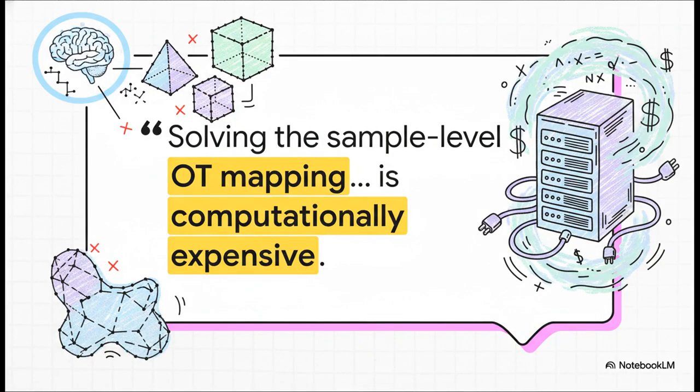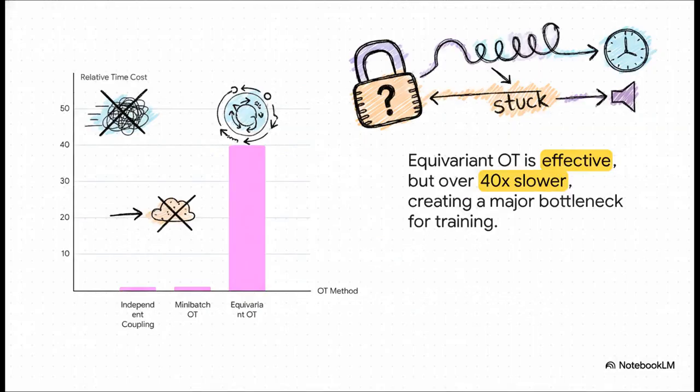The researchers themselves put it pretty bluntly. As you can see from this quote, trying to find that perfect point-to-point mapping, what they call sample-level OT, is just way too computationally expensive. It's just not practical for generating complex 3D shapes. This chart really lays out the dilemma perfectly. You can see the trade-offs right here.